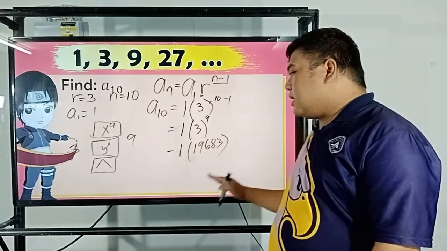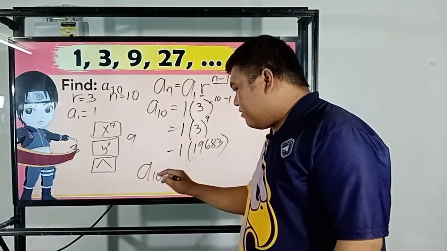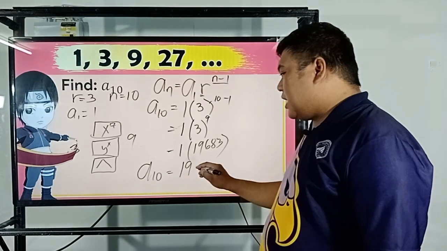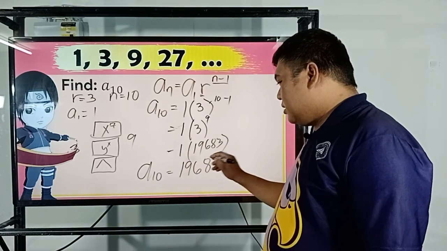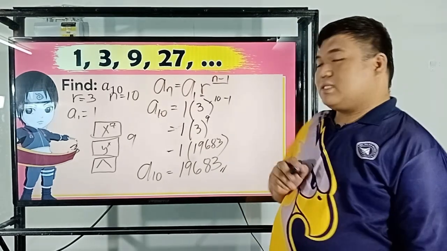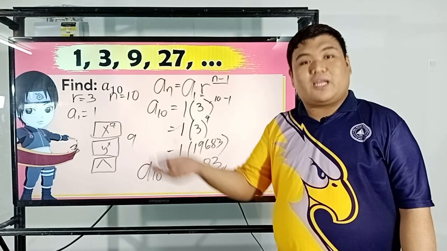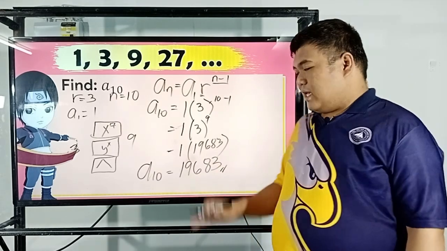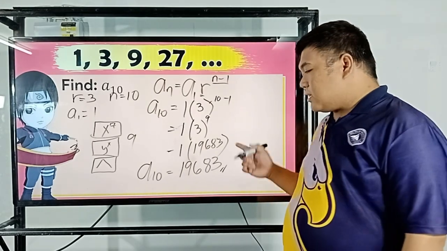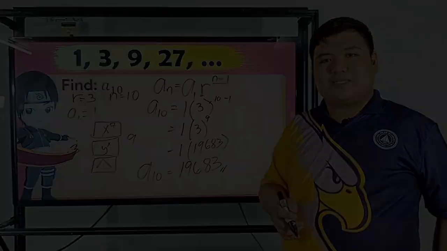19,683. And 19,683 times 1 will give you the 10th term of the sequence, and that is still the same 19,683. So therefore, that is the 10th term of this geometric sequence. Okay, so therefore, 19,683 is the 10th term of this geometric sequence.